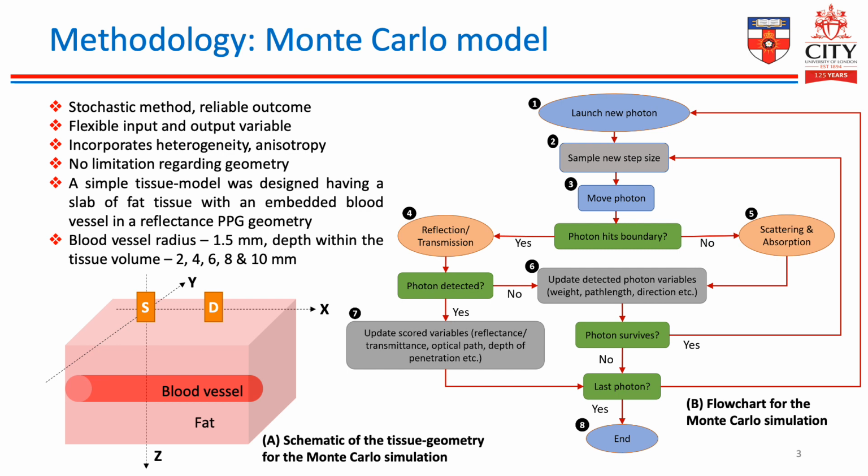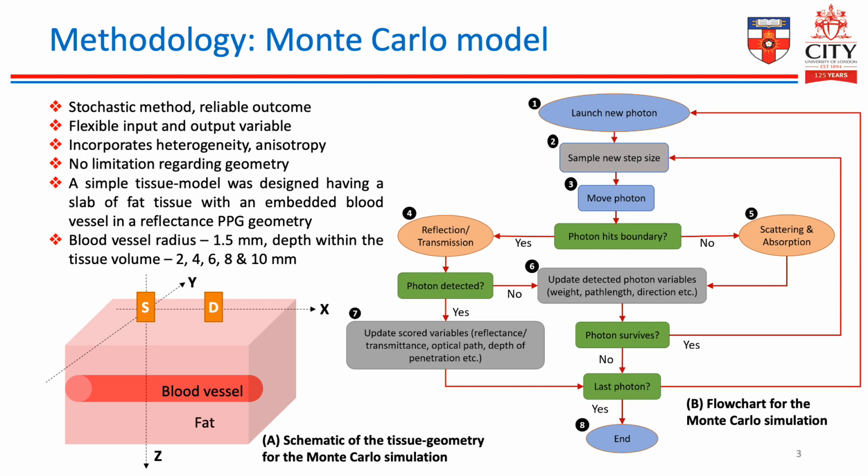Here we have considered the radius of the blood vessel to be 1.5 millimeter, and the depth of the axis of the blood vessel was varied from 2 to 10 millimeters in this model. Figure B represents the flowchart for the Monte Carlo simulation. So I will very briefly cover the steps I have used for this simulation approach.